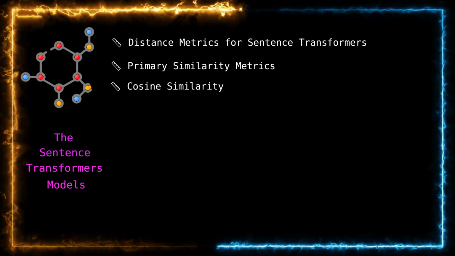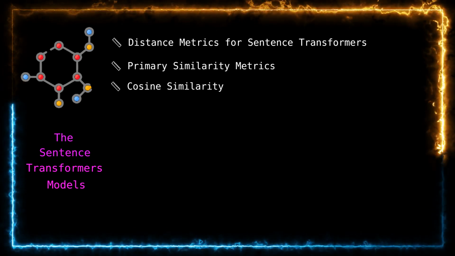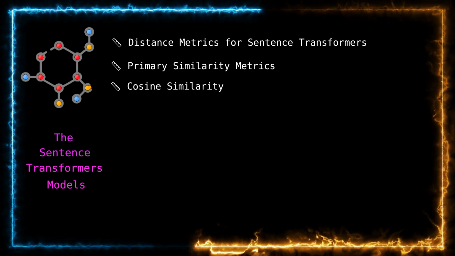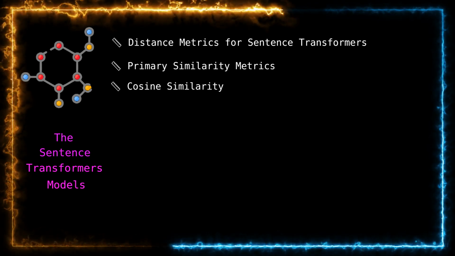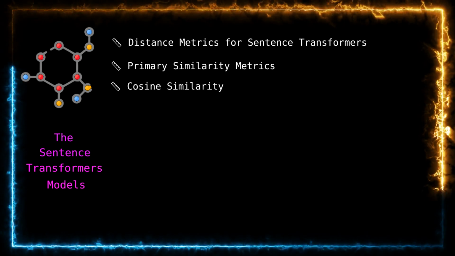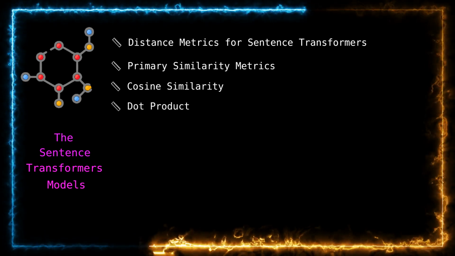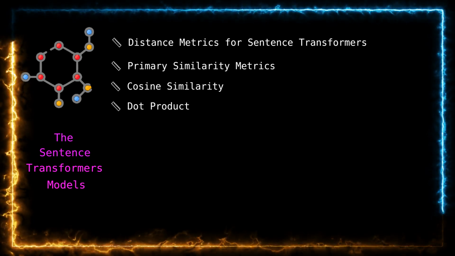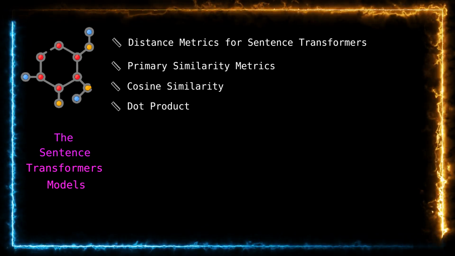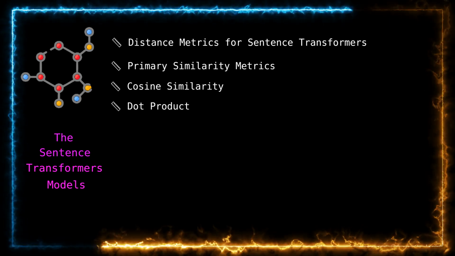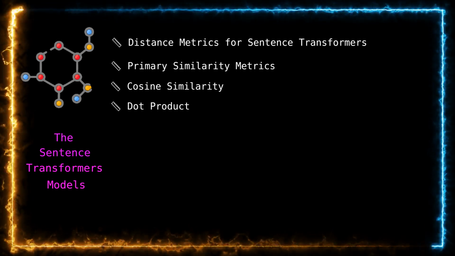It measures the semantic similarity between two embeddings by calculating the angle between them. A higher cosine similarity means the sentences are more related. Dot product. This metric computes similarity using vector multiplications. It's often used in retrieval systems and large-scale search applications.